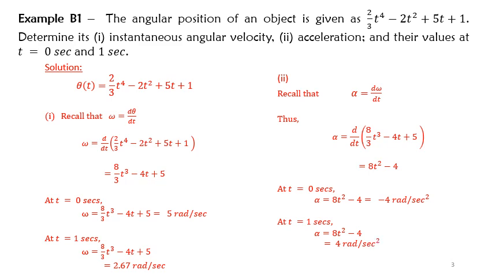That means at 0 seconds, the object's velocity is decreasing, like a negative value. At 1 second, the object's velocity is increasing. That's why we have a positive value.